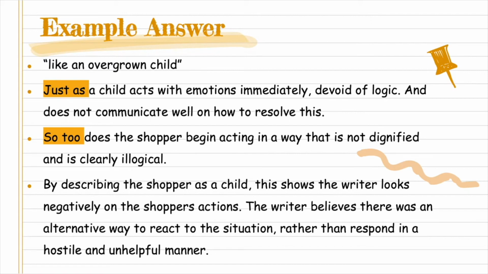Now this would not be enough to get us a second mark. In National 5, you will get a mark for identification. You will get a mark for identifying like an overgrown child. But your second mark comes from the last bullet point. You want to be able to link back to the question well. By describing the shopper as a child, this shows the writer looks negatively on the shopper's actions. The writer believes there was an alternative way to react to the situation rather than respond in a hostile and unhelpful manner. So here is where we get our second mark.